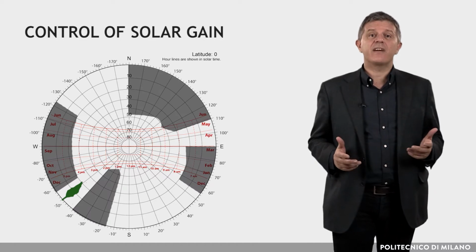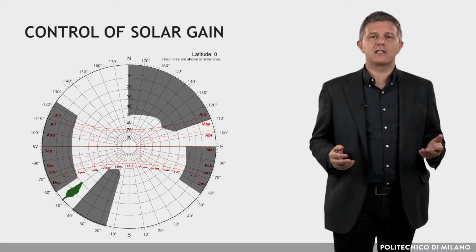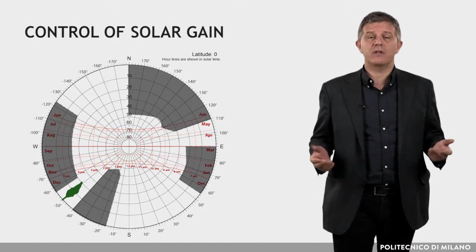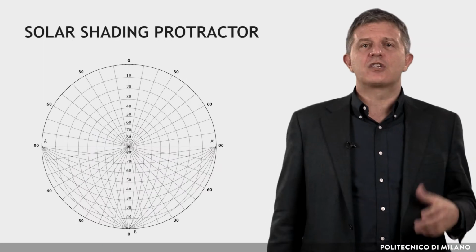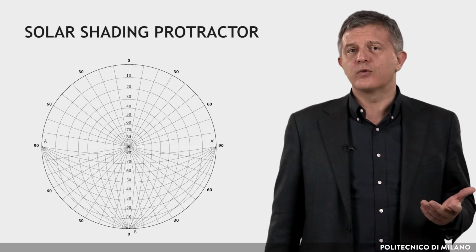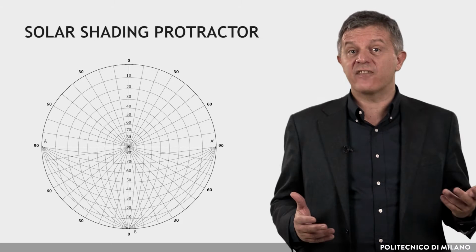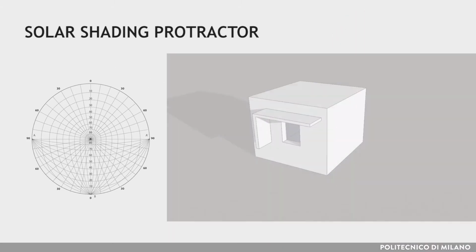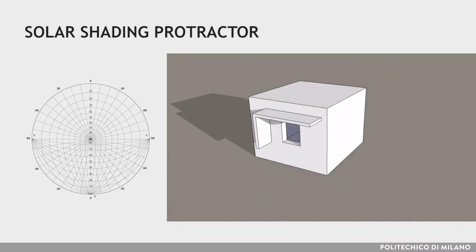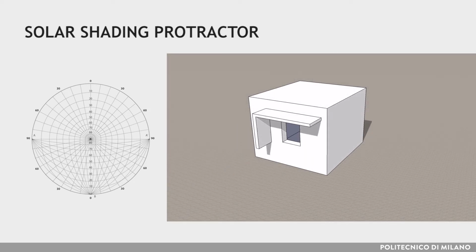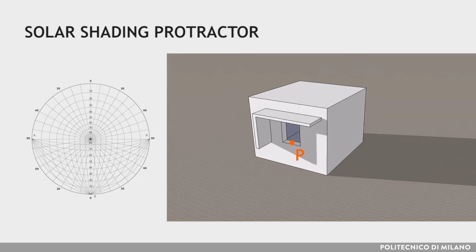Dark areas identify the periods in which the point of analysis, with respect to which the diagram was drawn, is shaded. The solar shading protractor is another useful tool, which allows to study the effects of sunshades, overhangs and fins on the building facades. The shading protractor has the same dimensions of the polar diagram and can be overlaid to it. It is used to show the shading effects caused by vertical and horizontal overhangs with respect to a specific point of view, which must coincide with the center of the chart.